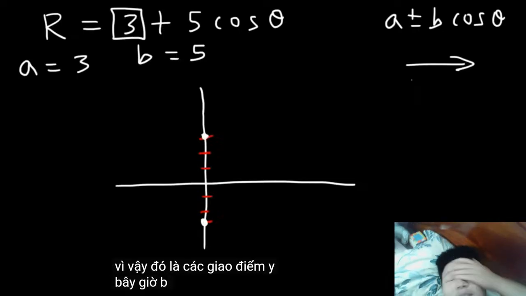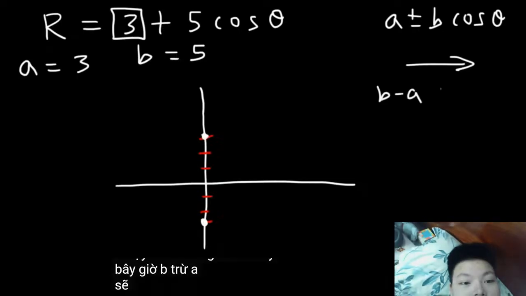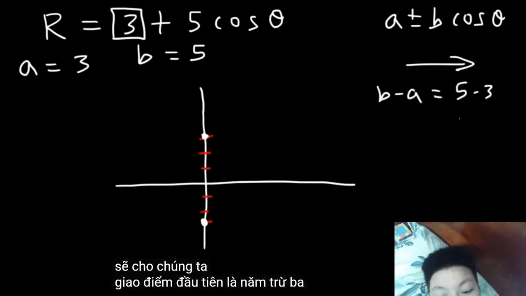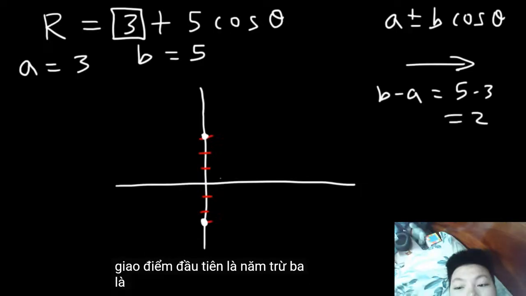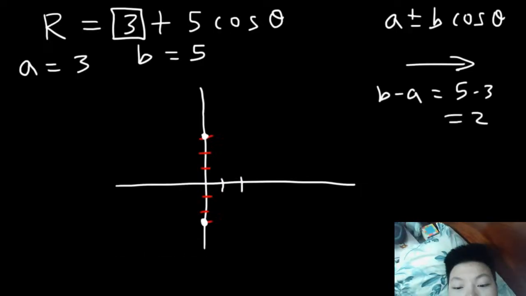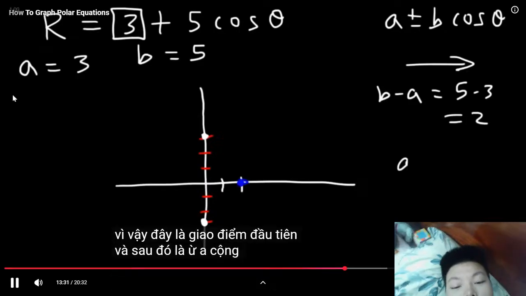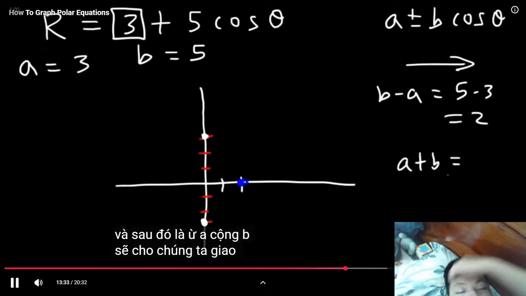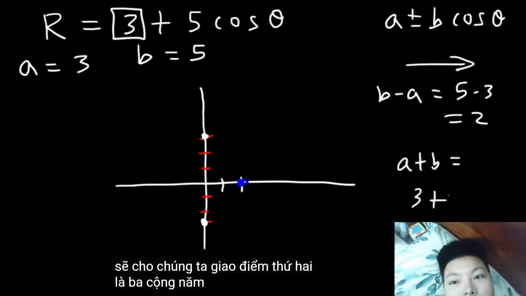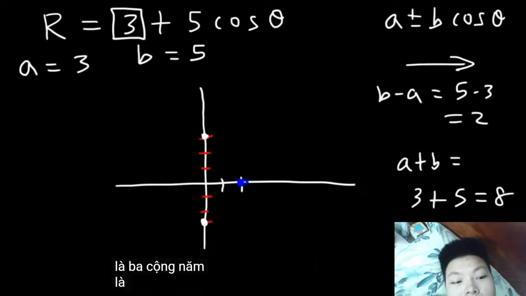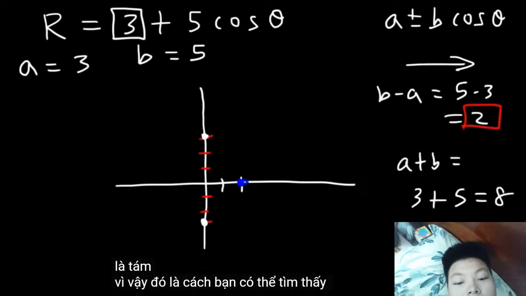Now, b minus a, that's going to give us the first intercept. That's 5 minus 3. That's 2. So here's the first intercept. And then a plus b will give us the second intercept. That's 3 plus 5, which is 8. So that's how you could find the two x-intercepts.